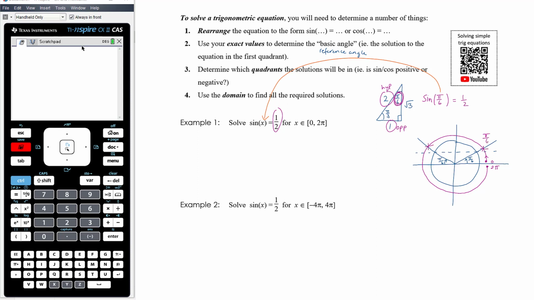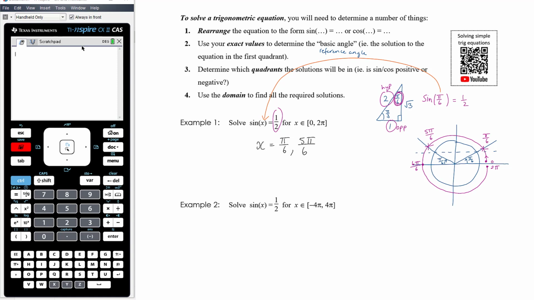This solution is pi on 6, and this solution is pi minus pi on 6, which is 5 pi on 6. You need to get good at doing that fraction work in your head. So what I'm doing in my head is I'm thinking, well, this is pi. Pi is 6 pi on 6. So therefore 6 pi on 6 take away 1 pi on 6 is 5 pi on 6. So my solutions here: x is equal to pi on 6 or 5 pi on 6 within that domain.